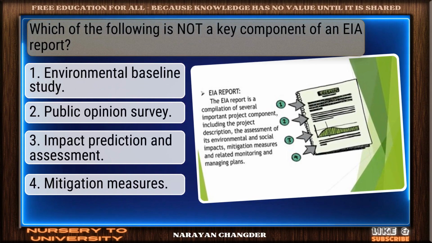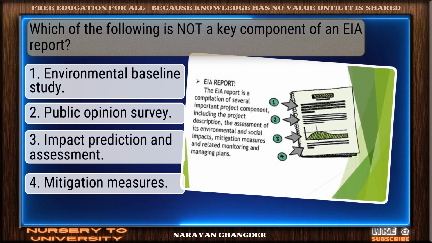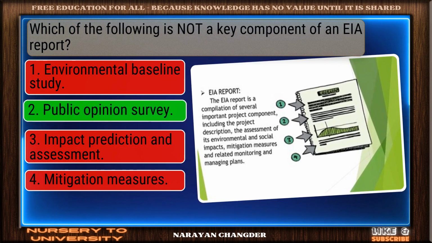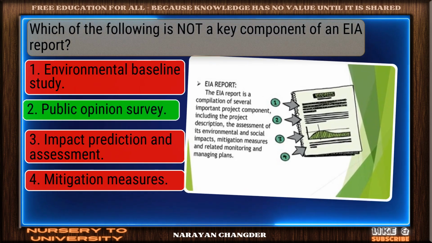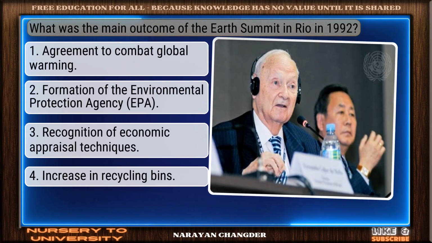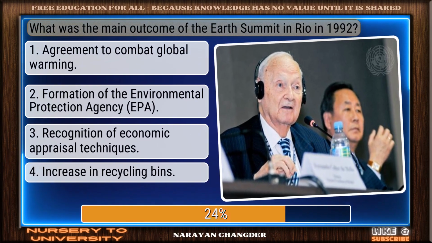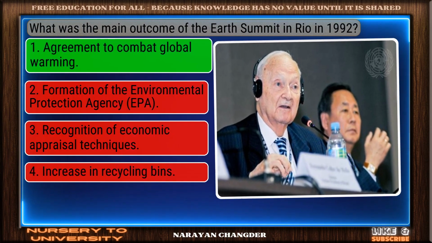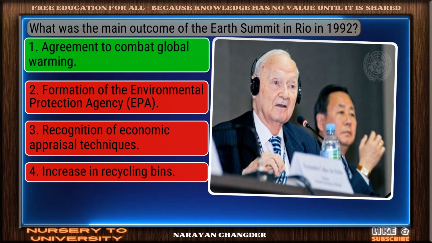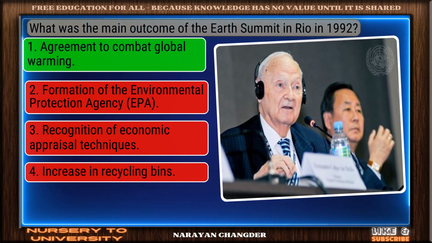Which of the following is not a key component of an EA report? Correct. Public opinion survey is the right answer. What was the main outcome of the Earth Summit in Rio in 1992? Good job. Your answer, agreement to combat global warming, works well here.